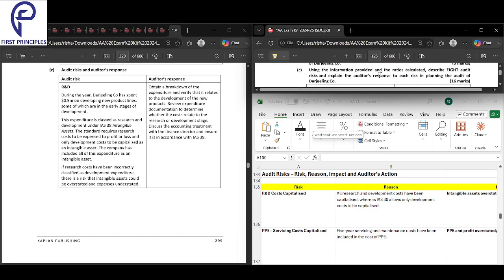Now we are looking into the final part: we have to find eight audit risks and the auditor's response also. Next, what you have to do is find the audit risk and audit response. So these are the three questions.